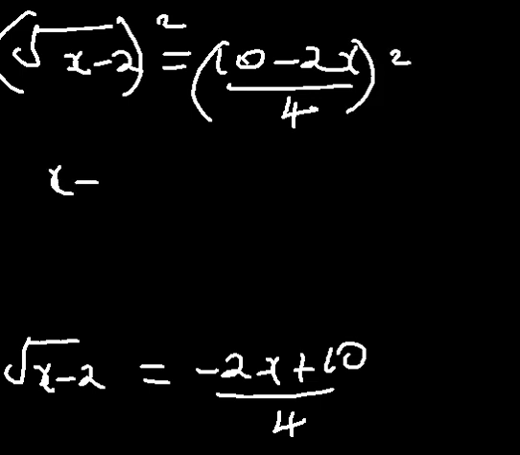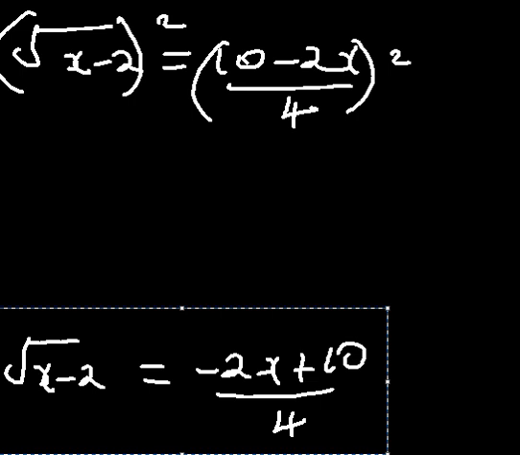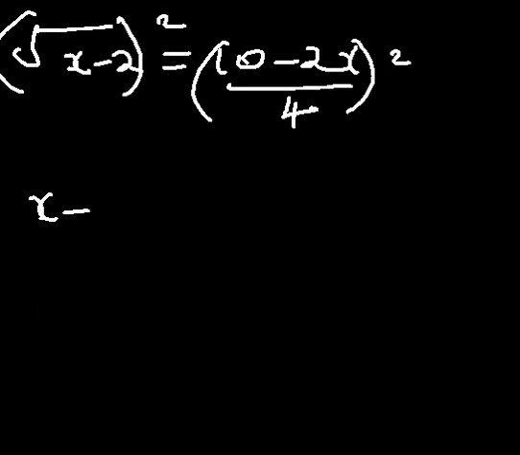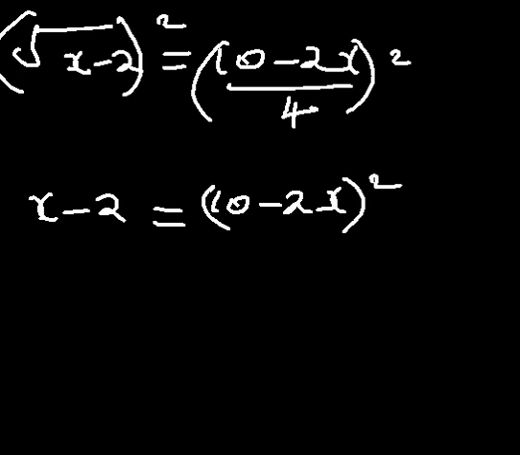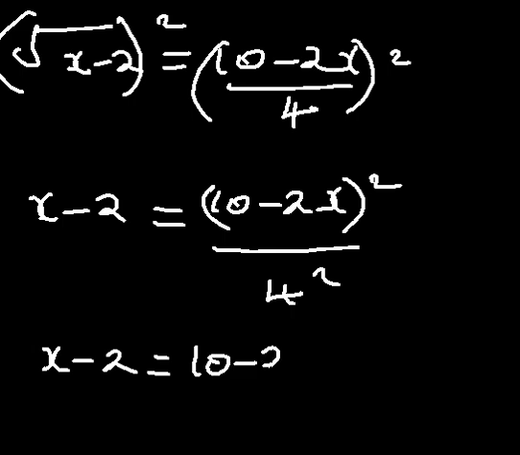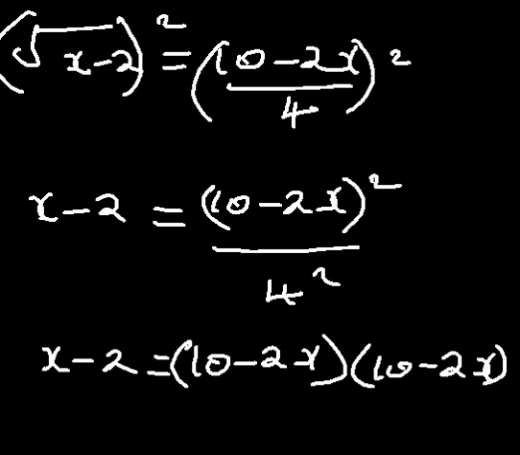In that case we have x minus 2, which is equal to 10 minus 2x to the power 2, divided by 4 to the power 2. We have x minus 2 equal to 10 minus 2x times 10 minus 2x, divided by 16. And then I try to work it out to solve for x.